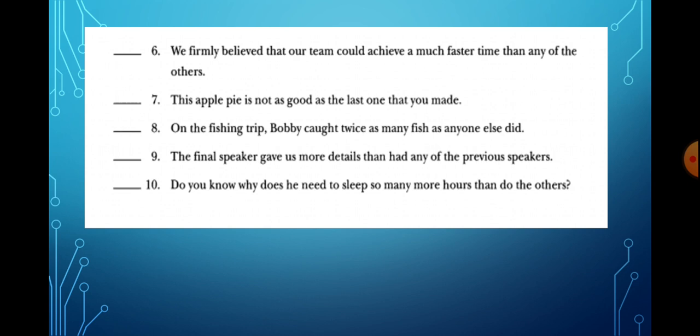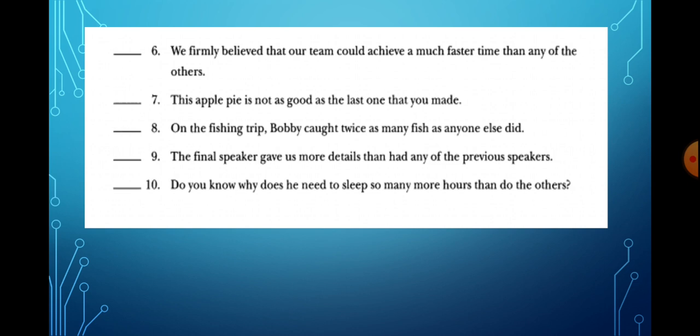Number 9, the final speaker gave us more details than had any of the previous speakers. The final speaker, this is the compared or the subject, gave, this is a simple past verb. More details than, this is the comparison word, had any of the previous speakers, had any. So the final speaker gave, this is simple past. Then the helping verb used in the comparison is had. Do they belong to the same grammatical rule or the same tense? Of course not, because the final speaker gave is in simple past. Had, this is past perfect.